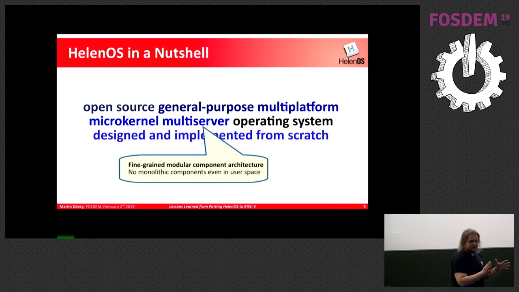The multi-server keyword means that it's a microkernel, so the kernel component is small. It just does what the kernel should do, and the user space cannot. But also the software architecture of the user space is very modular, very fine-grained. So we don't have huge monolithic components even in user space. We have very small components, and each component is doing just one thing.